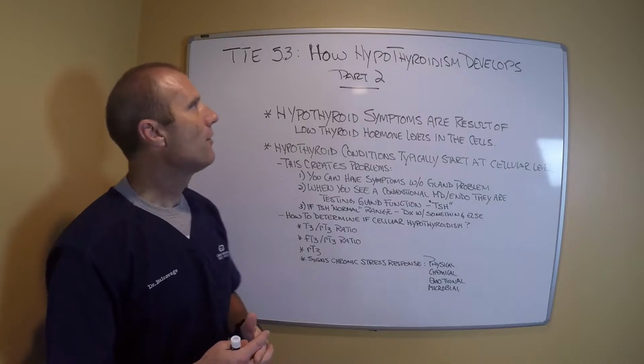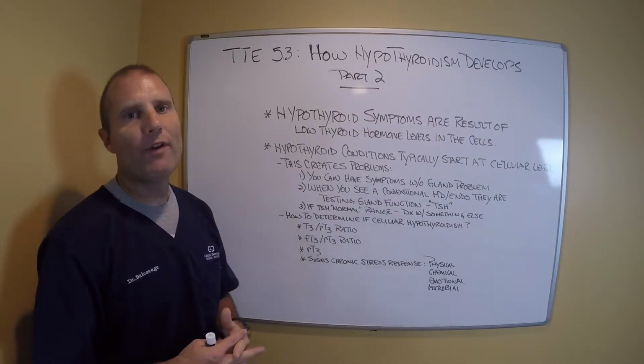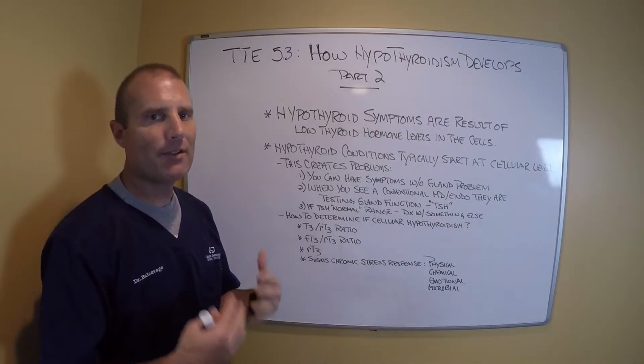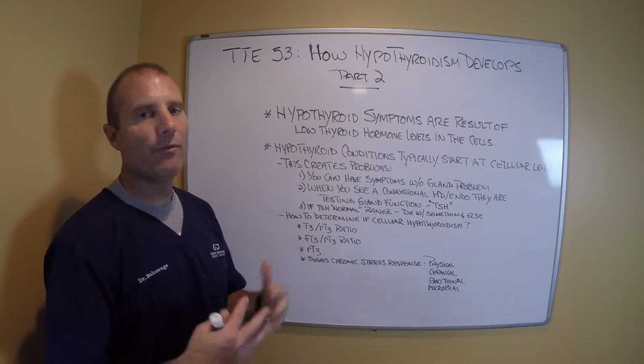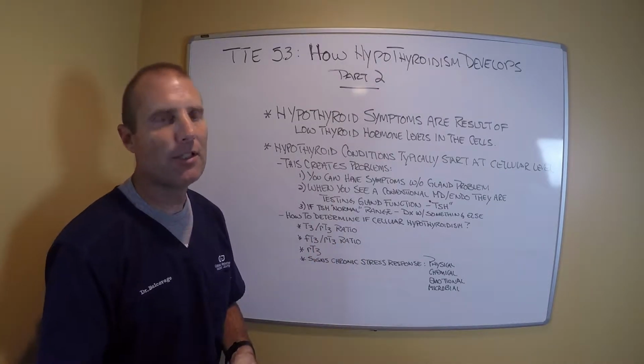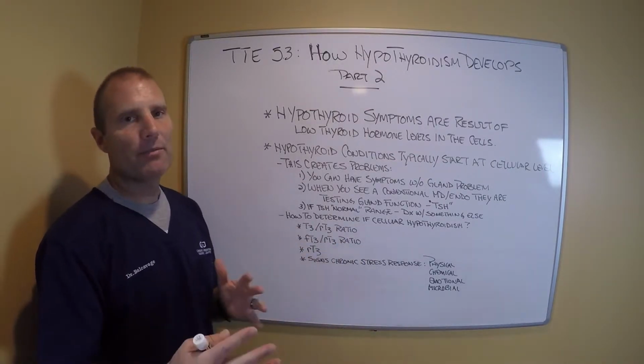Today's episode 53, and we're talking about part 2 of how hypothyroidism develops. We're continuing the discussion of how somebody goes from feeling great, to developing hypothyroid symptoms, to being diagnosed with a hypothyroid condition. Last time we talked about some key things.